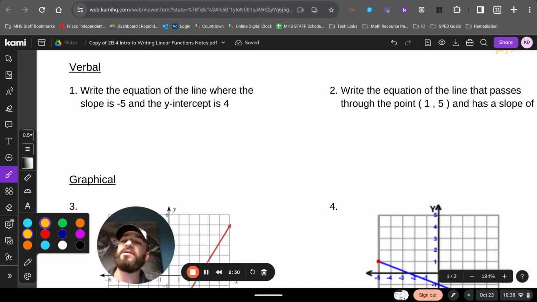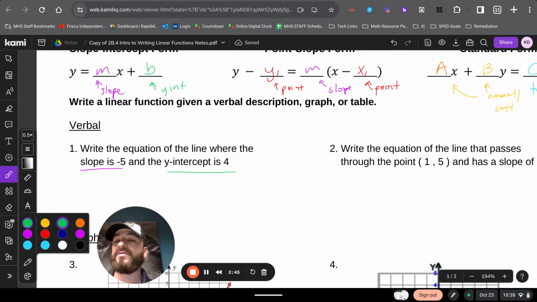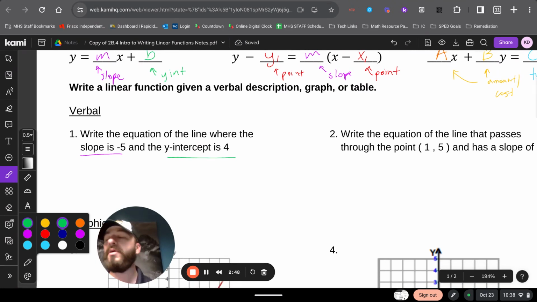So number one, we want to write the equation of the line where the slope is -5 and the y-intercept is 4. So there's two key pieces of information they gave us. They told us that the slope is -5, and they told us that the y-intercept is 4. So since they gave us slope and the y-intercept, we want to use that slope-intercept form because we have those two pieces of information already. So our equation would be y is equal to, our slope is -5, so -5x, and then our y-intercept is 4, so +4. Relatively straightforward when they give us that information verbally and we're just plugging into the correct equation.